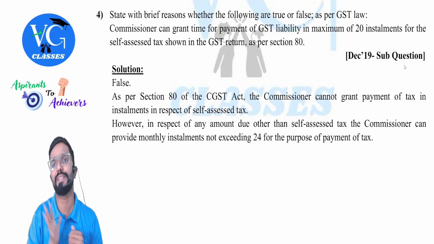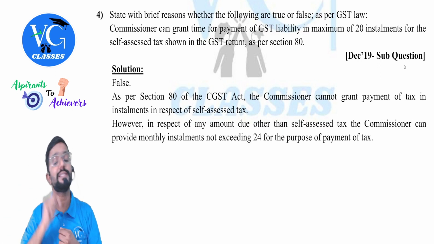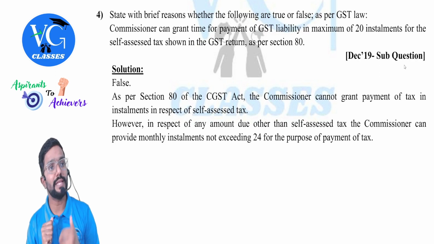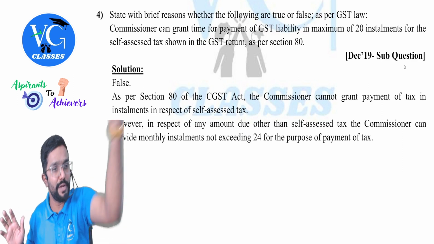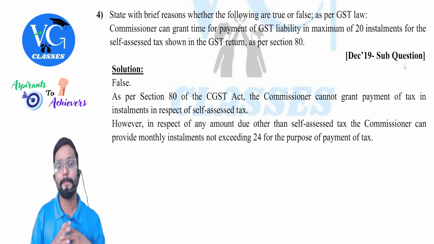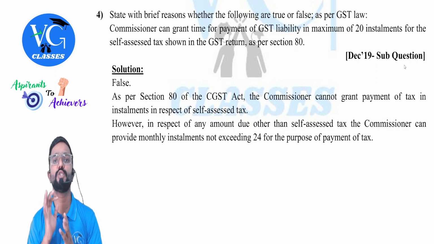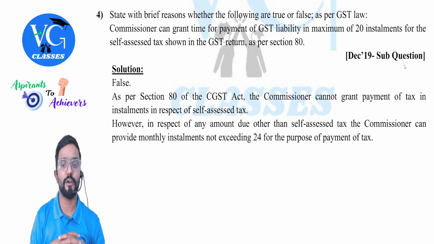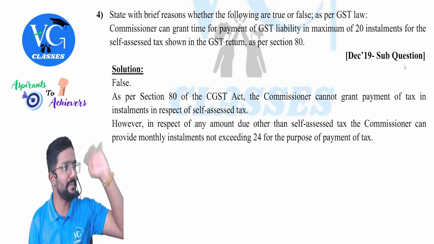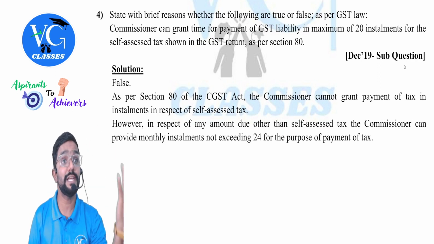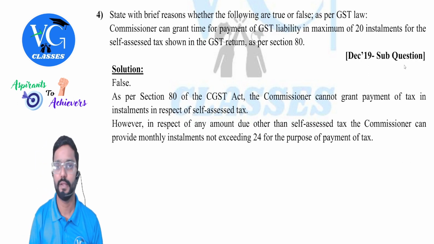Maximum 24 monthly installments. However, in respect of any amount due other than self-assessed tax, other than self-assessed tax means what, people? I was supposed to pay but not paid. Now they have demanded me to pay. Okay. The Commissioner can provide monthly installments not exceeding 24 months for the purpose of payment of tax. Guys, monthly means obviously it is 24 months, maximum 24. Sir, can he grant less than 24? Yes. But can he grant more than 24? No, not possible. Is that clear?